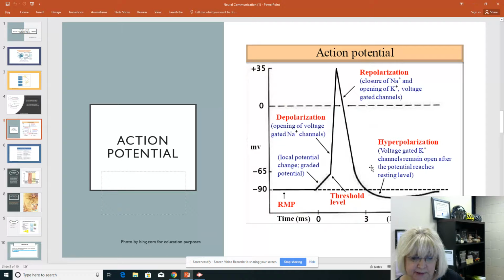Myelination, which we talked about on the axon earlier, increases the speed of conduction of action potentials. The fiber diameter also influences the velocity of action potential propagation.